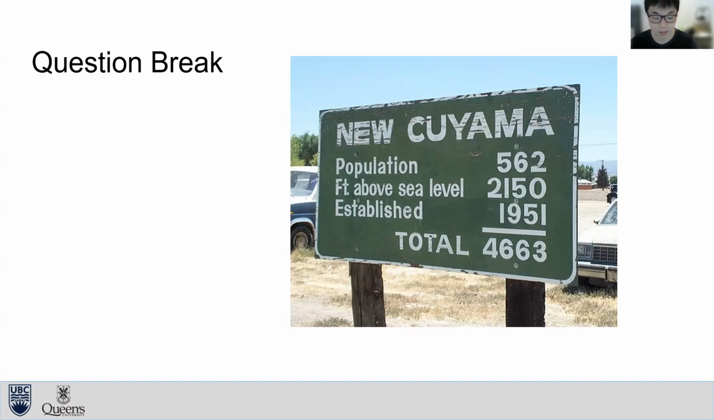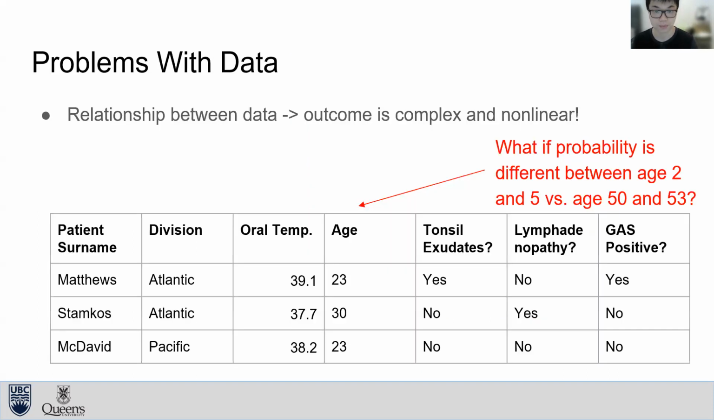So next we're going to talk about different ways that we have to make sure how to do our due diligence to prepare our data for machine learning. It looks like a powerful tool, but it's not invincible. We have to make sure we prepare the data really well for it. So there's a lot of problems with data. So this is the data set I presented last time. It's a bunch of hockey players from a bunch of divisions. We have their oral temperature, age, whether they have exudates, lymphadenopathy, and then the outcome we're trying to measure is whether they're group A strep positive.